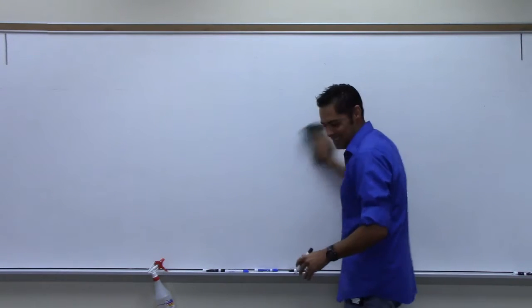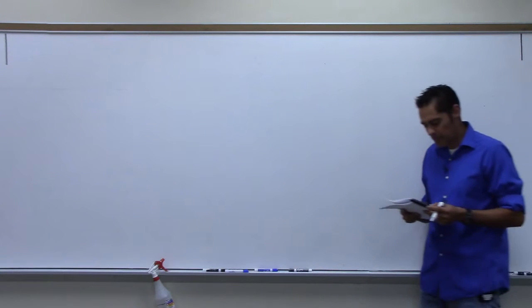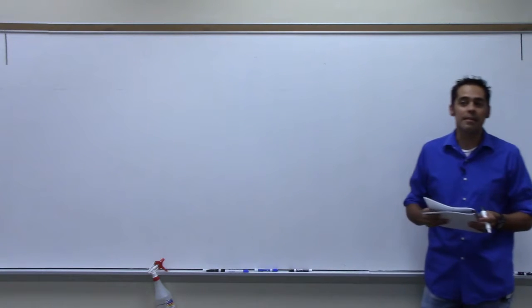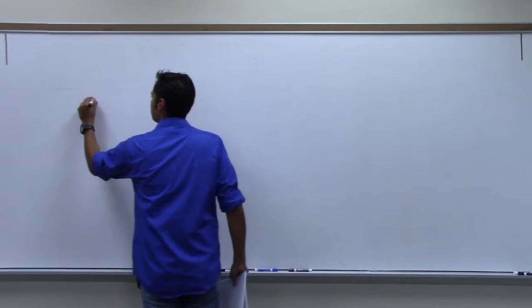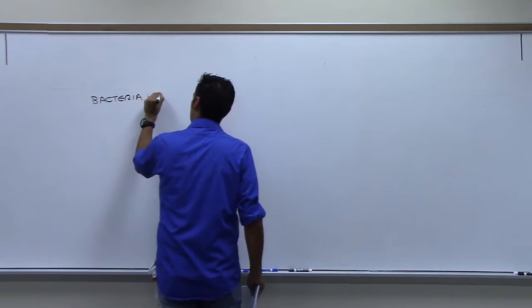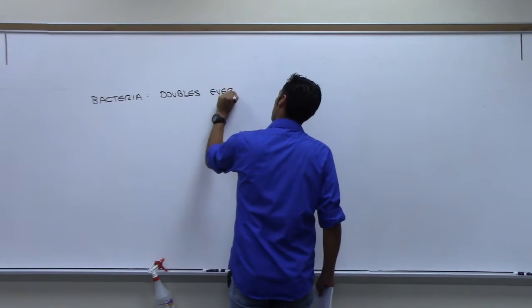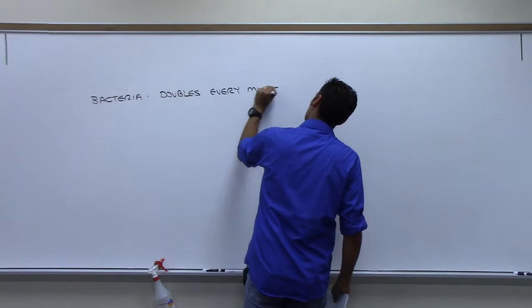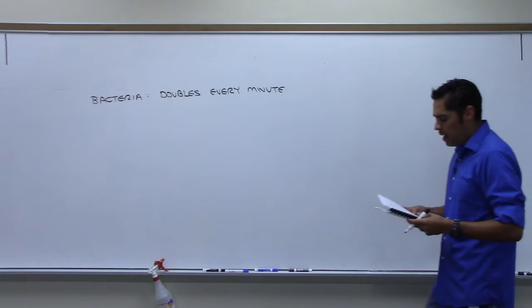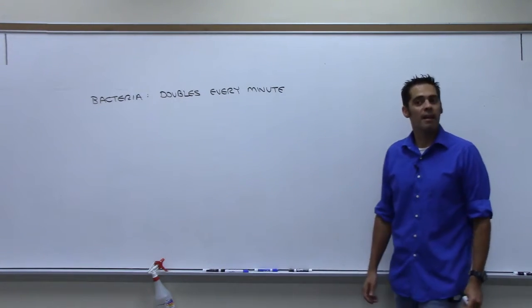All right, well, how about a bacteria problem? A bacteria population doubles every minute. Explain why this population growth cannot be modeled using a linear equation. Why it cannot.